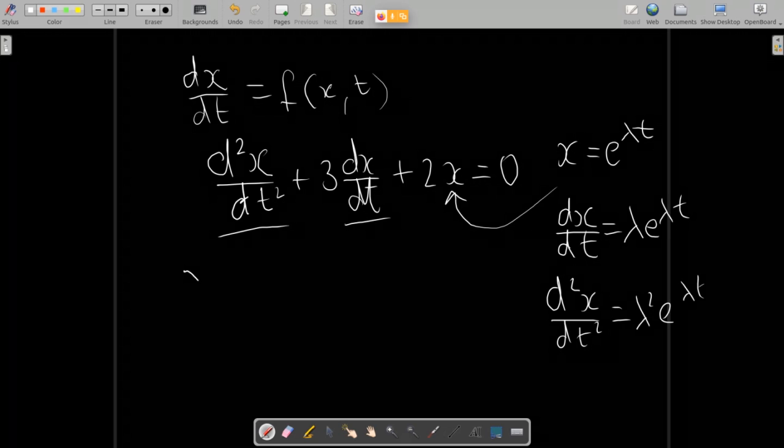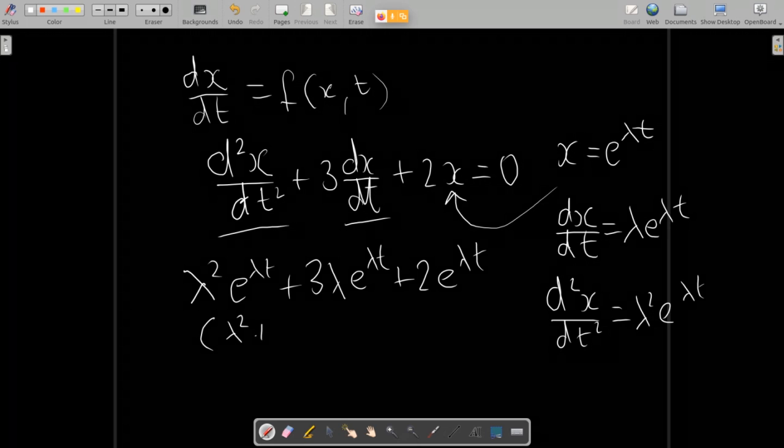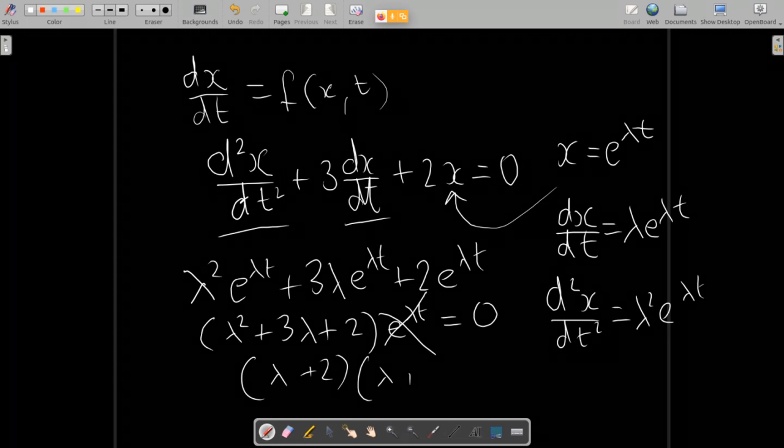If I substitute all of that in here, I will get lambda squared e to the lambda t plus 3 lambda e to the lambda t plus 2 e to the lambda t. What you'll notice is it takes quite a lot of getting used to using a graphics tablet, but I think once I get the hang of it, this will look fairly good. Then all that's equal to 0, so I've taken out a factor of e to the lambda t, and that's never 0, so I can ignore that. So now I have lambda plus 2, lambda plus 1 equals 0.